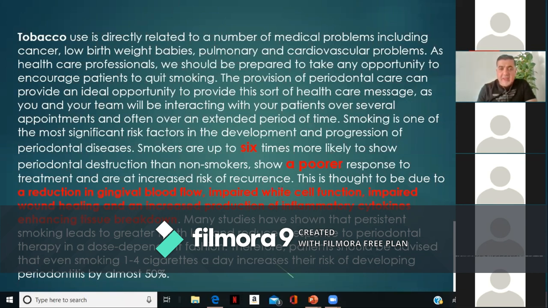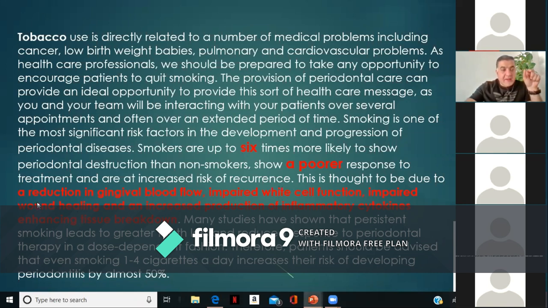Also, they found that there is a special enzyme, cytokines, which cause damage to the tissue, and its secretion will be increased. So for you guys, for part one, you need to know exactly what we said here.